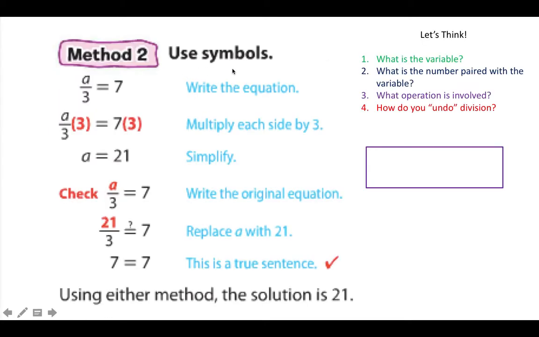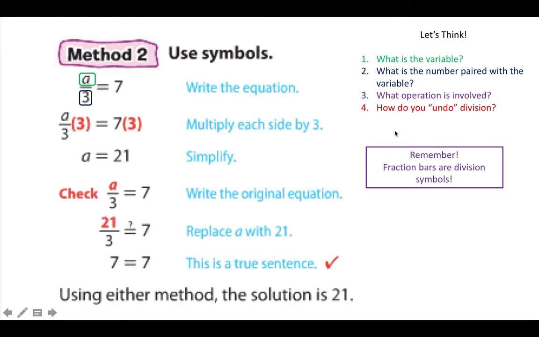In method number 2, we go away from the bar diagram and look at using our inverse operations to help us solve. Same equation, A divided by 3 equals 7. Well, what's our variable here? A is our variable, and it's on top, so we're going to be dividing into A. What number is paired with the variable? 3. So A is being divided by 3. That's what we mean by paired. What operation is involved? Well, what we want to remember here is that fraction bars are division symbols. So we're dividing A divided by 3.